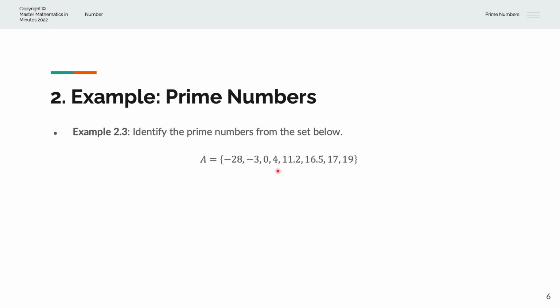The number 4 is divisible by itself, the number 1, and say, for example, the number 2. So it is not a prime number. And that leaves us with 17 and 19 as prime numbers. So 17 and 19 are divisible by itself, as well as the number 1.